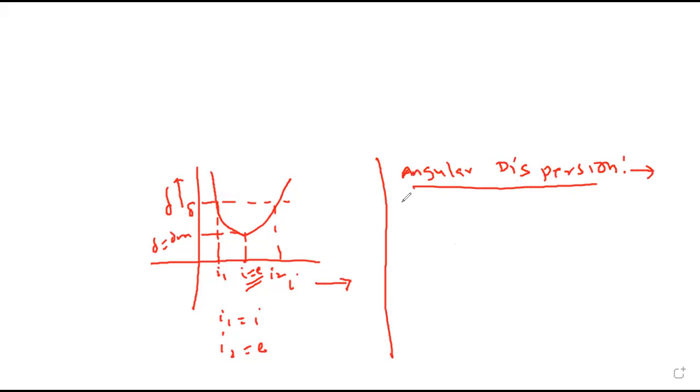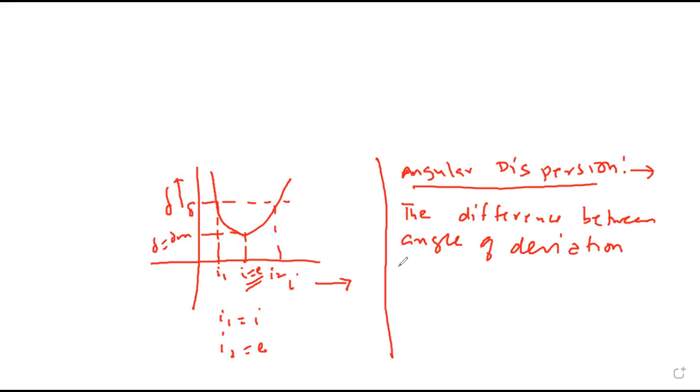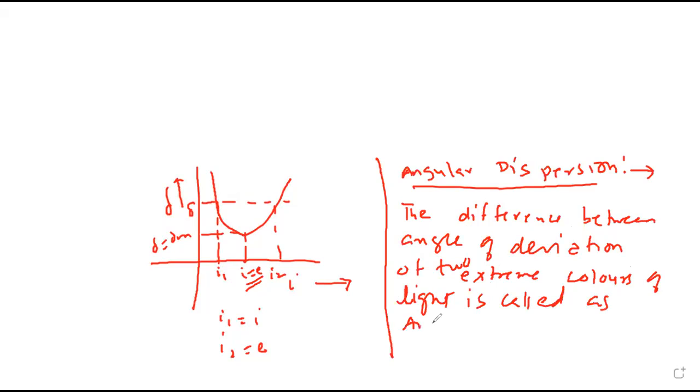So angular dispersion: the difference between the angle of deviation of two extreme colors of light is called angular dispersion.